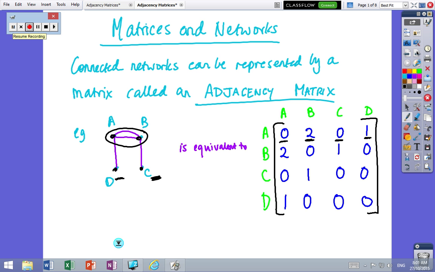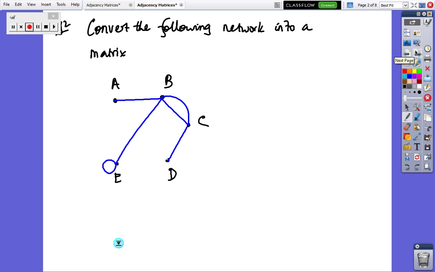Okay, moving on to the next slide. I want you to have a go at this one yourself. We've got A, B, C, D, E. The only interesting thing is a little bit of a change at E. We've got a loop at E, which means that a loop counts as 2, not 1. We did that before when we did edges. So when you have a loop, it counts as 2. When you're ready, have a crack at converting that network into a matrix and come to the next slide.